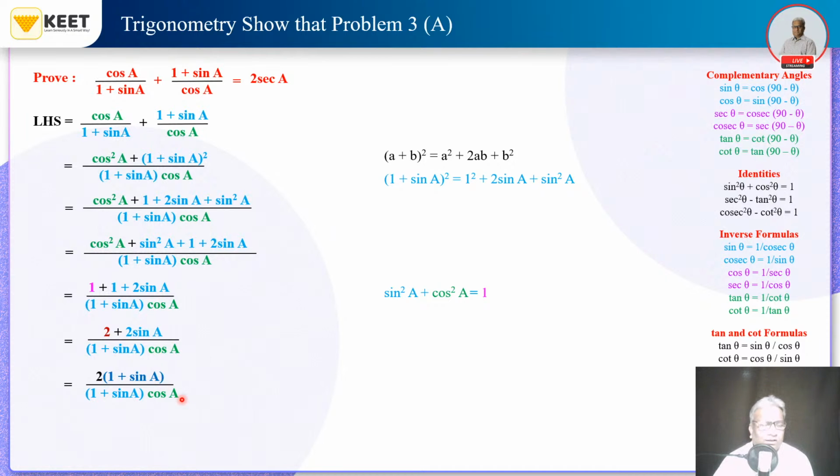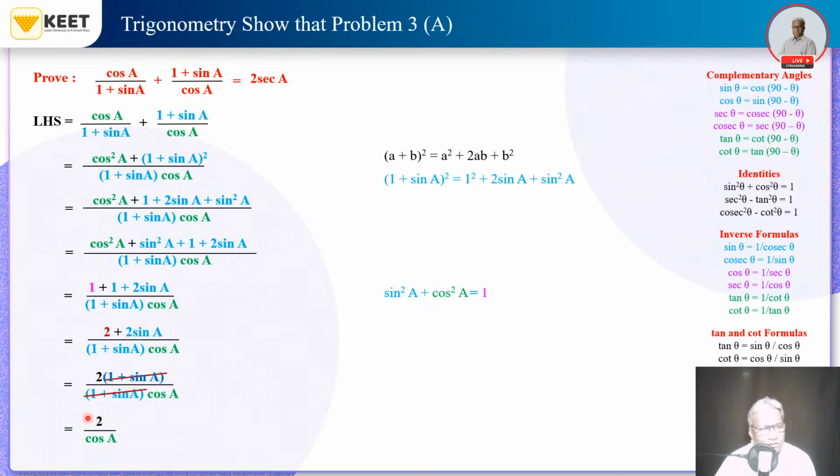Now note, in the numerator 1 plus sin A, this bracket, and in the denominator 1 plus sin A, these brackets are same. So they will get cancelled. On cancellation, what remains is 2 and cos A. So write that 2 and cos A, that is 2 upon cos A.